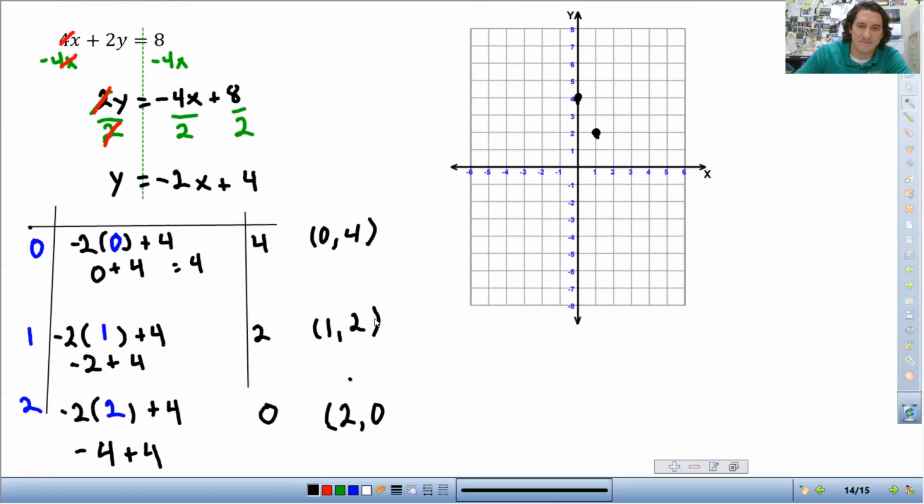Scroll back up a little bit. So 2, 0 is right here. Again, notice the points are in a straight line. So when you're doing the graphing problems on tonight's assignment, the points should be in a straight line. You do not connect the points with a line.